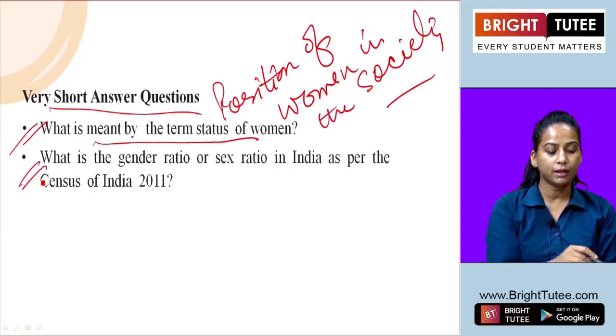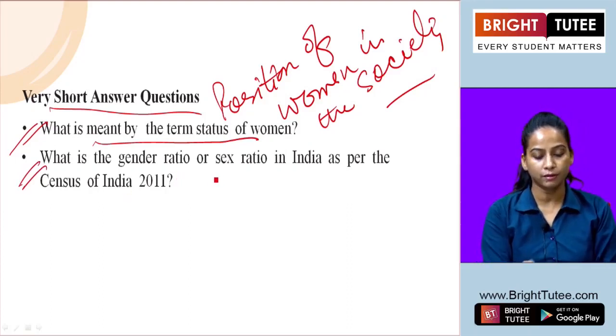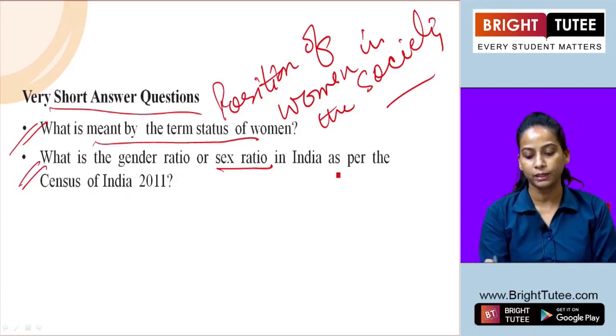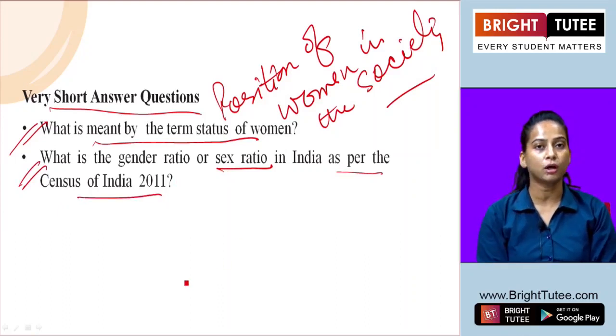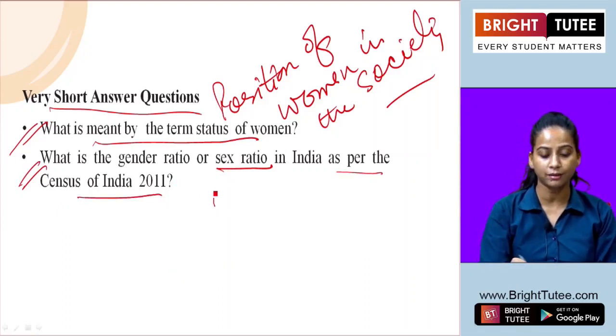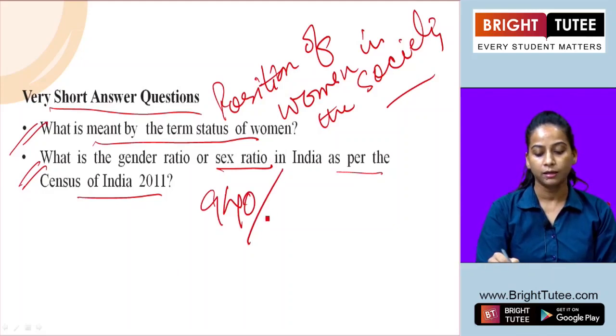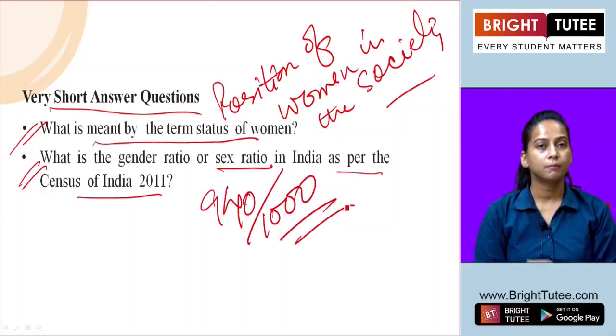The next one they have asked, what is the gender ratio or sex ratio in India as per the census of 2011? So, we have to mention that it was around 940 per thousand males.